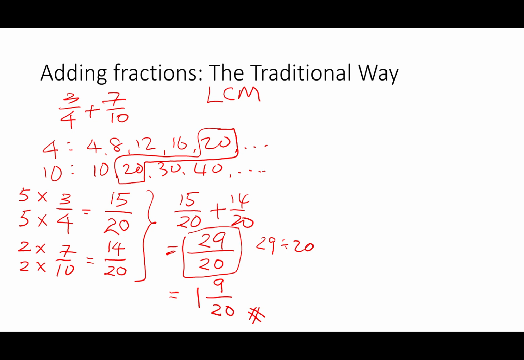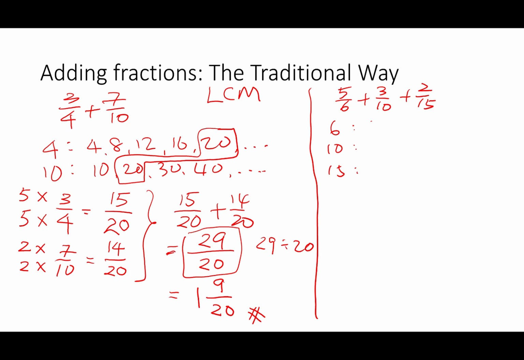So what happens if you want to add more than 2 fractions? If you need to add more than 2 fractions, for example 5 over 6 plus 3 over 10 plus 2 over 15, you will do the same. You find the least common multiple of the three denominators, in this case 6, 10, and 15.